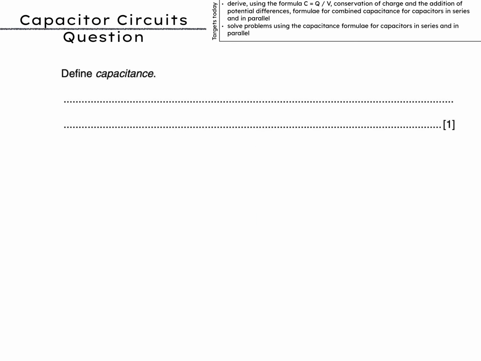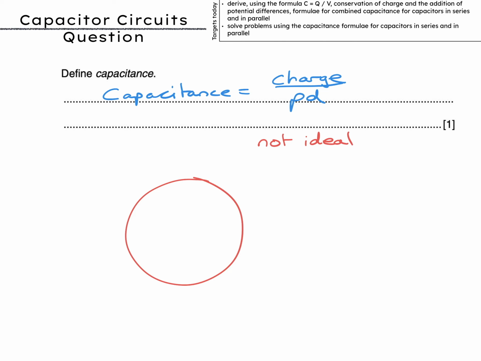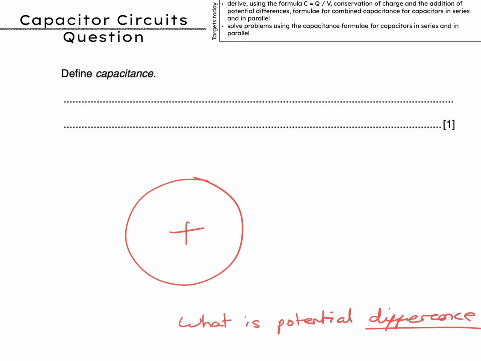Let's start with this simple question: define capacitance. It's tempting to go straight in with capacitance equals charge over PD, and that would get the mark, but it's not ideal. What if we are referring to an isolated conductor? What would the PD be? There's nothing to compare to, so a subtly better answer is to say that capacitance is the ratio of charge and potential.